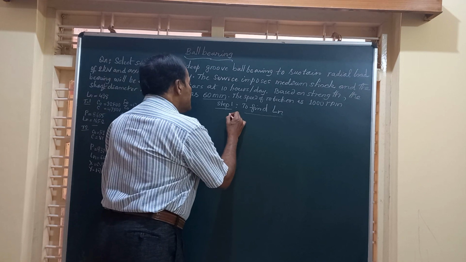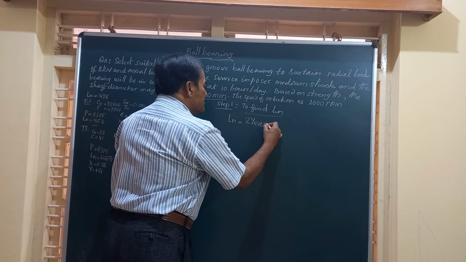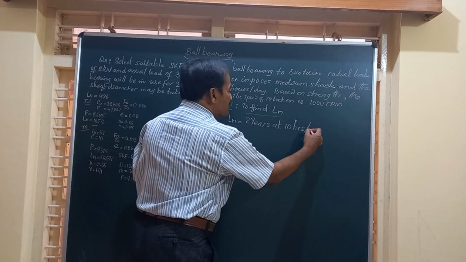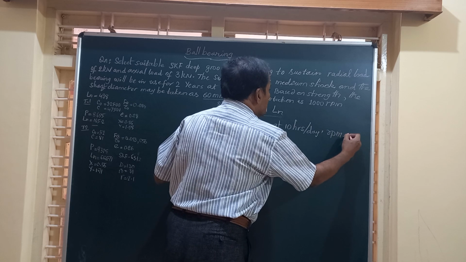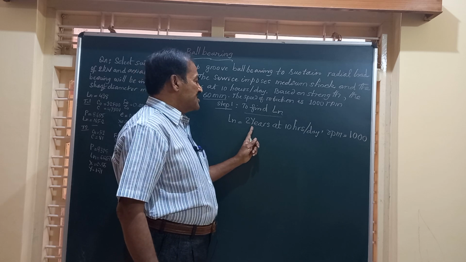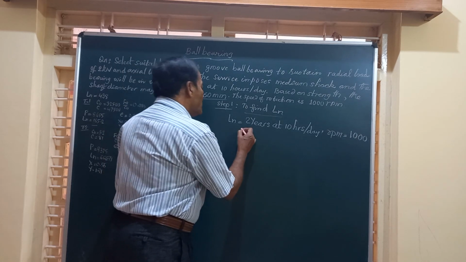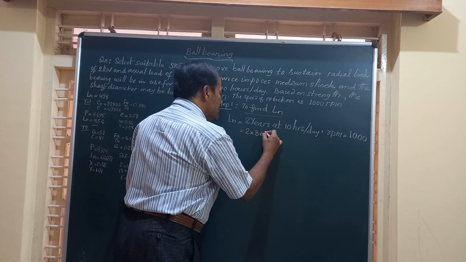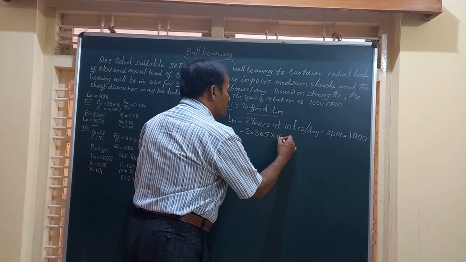Friends, here he says in the question, the bearing will be in use for 2 years. So I will take 2 years, at 10 hours per day, and the RPM of the shaft is given to be 1000. So you have to write like this: the number of years it has to be in use, how many hours, etc. Then friends, I am going to convert these years into 365 days, and this is into 10 hours per day.